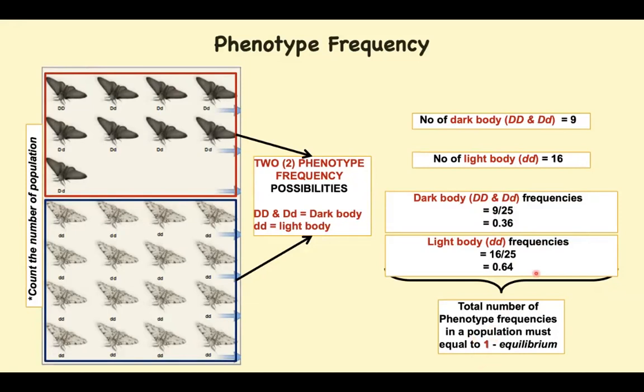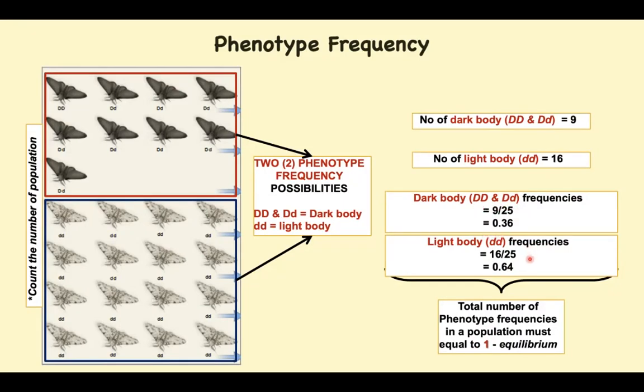Okay. So katakanlah you tak ada data untuk light body, you ada 9 je dia bagi. 9 and total moth ada 25. Cuba cari the light body berapa. So you can do it by 1 minus the dark body punya frequency.